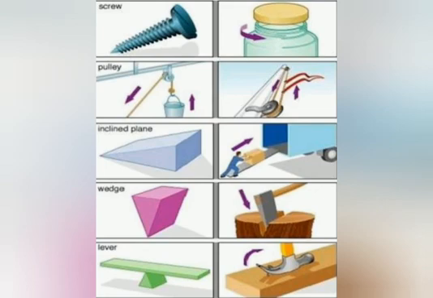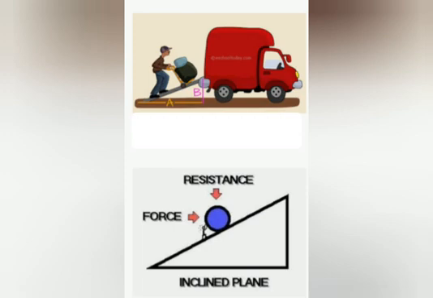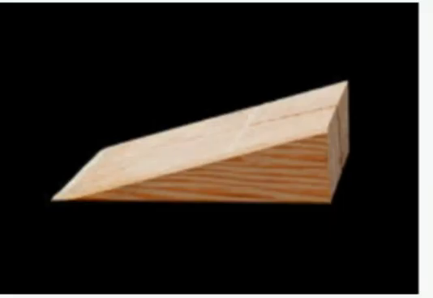Suppose we want to load a heavy drum full of oil onto a truck. It appears to be a difficult task, but it can be done easily by using a sloping surface like a wooden plank and rolling the drum up the plank into the truck. We need less force to push the drum along the sloping surface than to lift it up vertically. The inclined plane thus helps us to multiply force and ease. Therefore, we can say that the inclined plane is a simple machine.